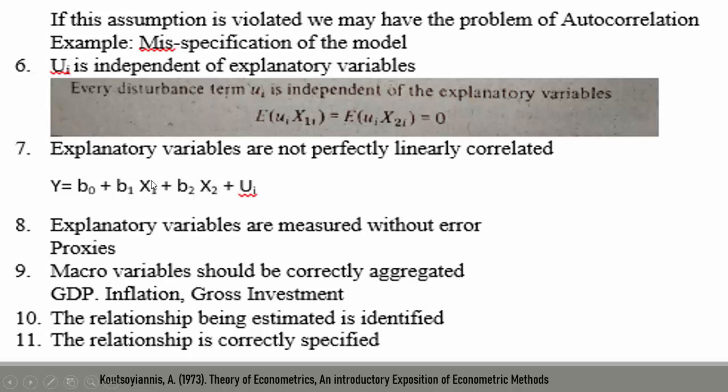They have no relationship. If this assumption is violated, meaning if x1 and x2 are found correlated, then we will have a problem known as the problem of multi-collinearity. The problem of multi-collinearity will be discussed in the coming lectures. Assumption number 8 is that explanatory variables are measured without error.